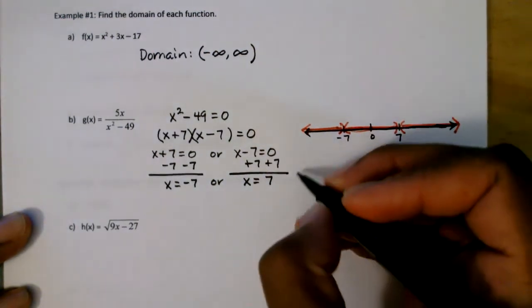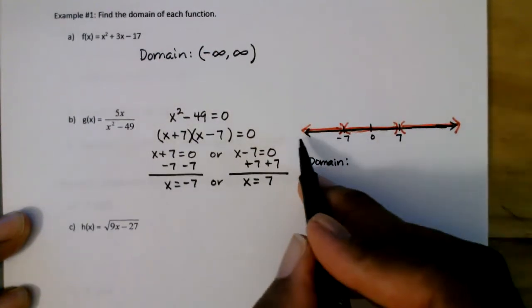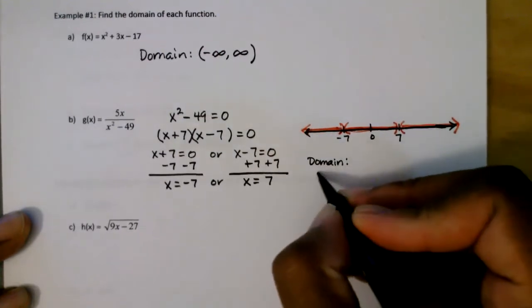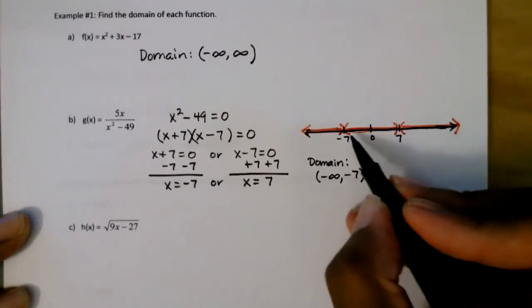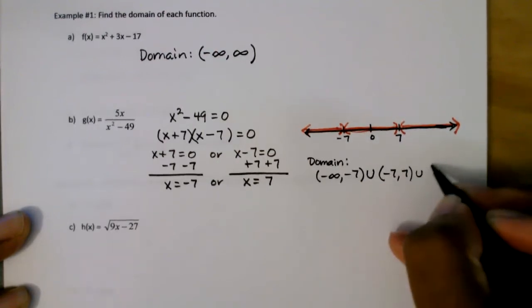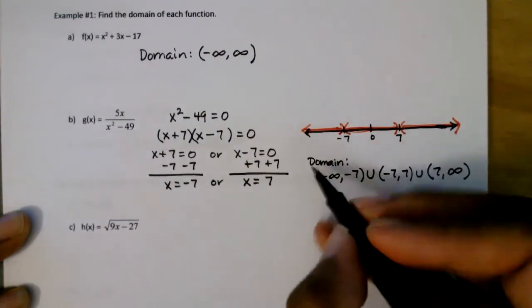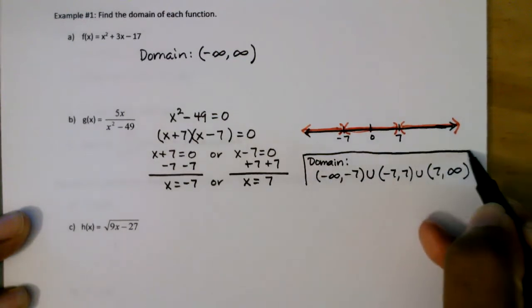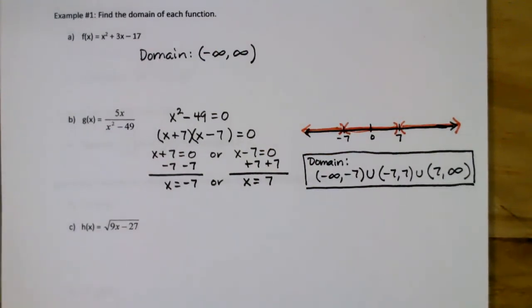So my domain, if I go from left to right for this rational function on this number line, is going to go from negative infinity up to negative 7, or that's the union symbol, from negative 7 to 7, or from 7 all the way out to infinity. Okay, so that would be the domain of that rational function in interval notation.